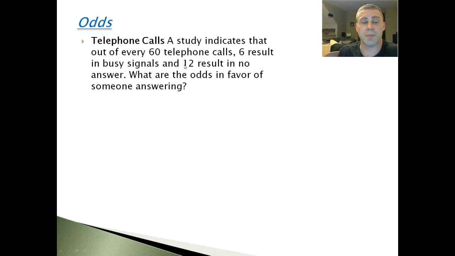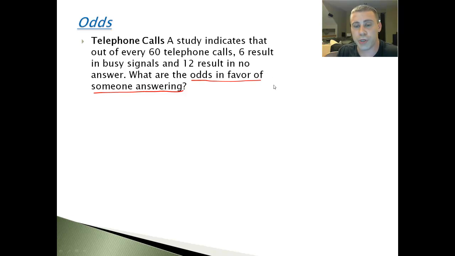So our sample problem here: we have a study that indicates that out of every 60 telephone calls, 6 result in busy signals and 12 result in no answer. So what are the odds in favor of someone answering? Here's where odds and probability kind of diverge a little bit. Look at the information they have and look at what they're asking for. They're asking for the odds in favor of someone answering.